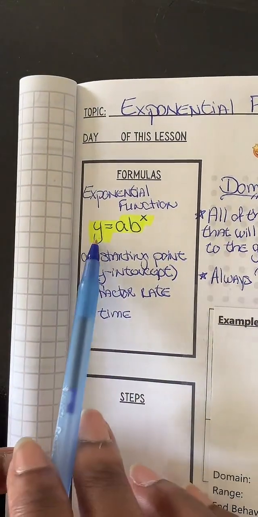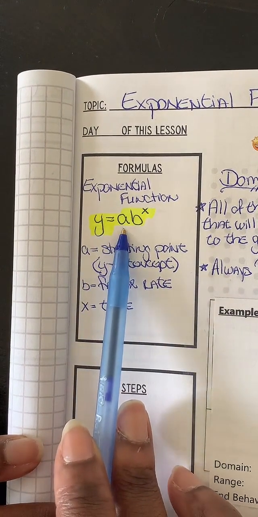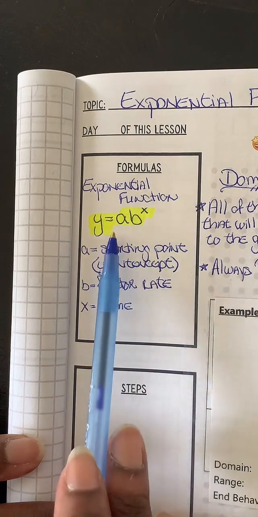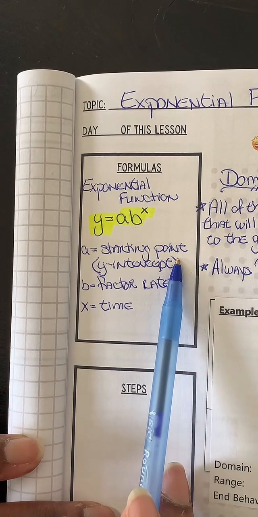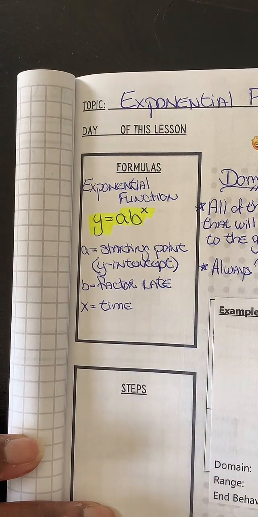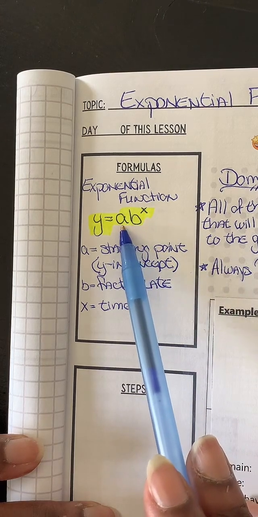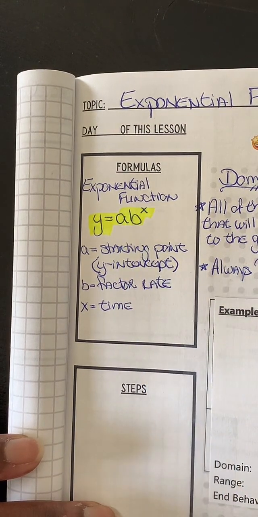An exponential function is in this form: y equals a times b raised to the x. Now, your a value is always your starting point. As we always say, especially for linear equations, your starting point is always your y-intercept. So your a is your y-intercept, and that's going to help you when it comes down to the graphing.